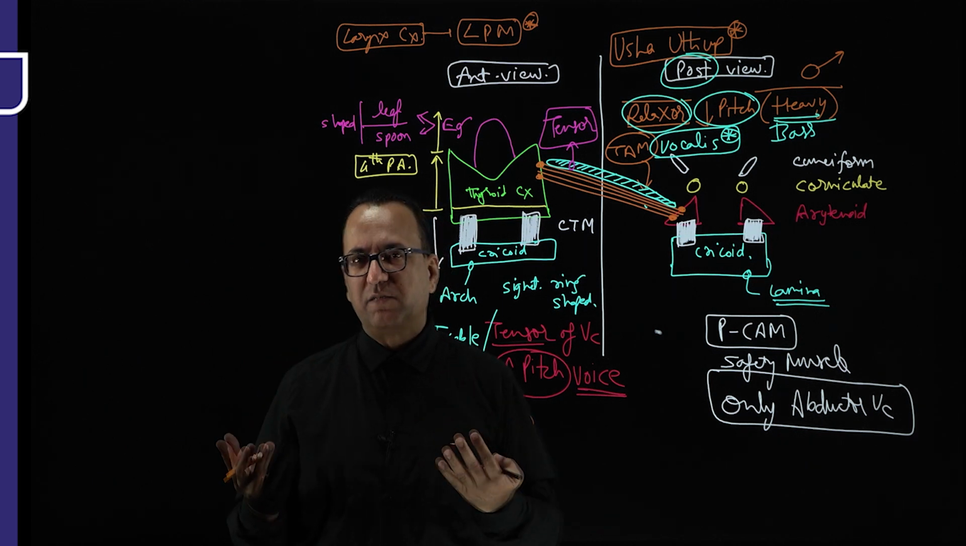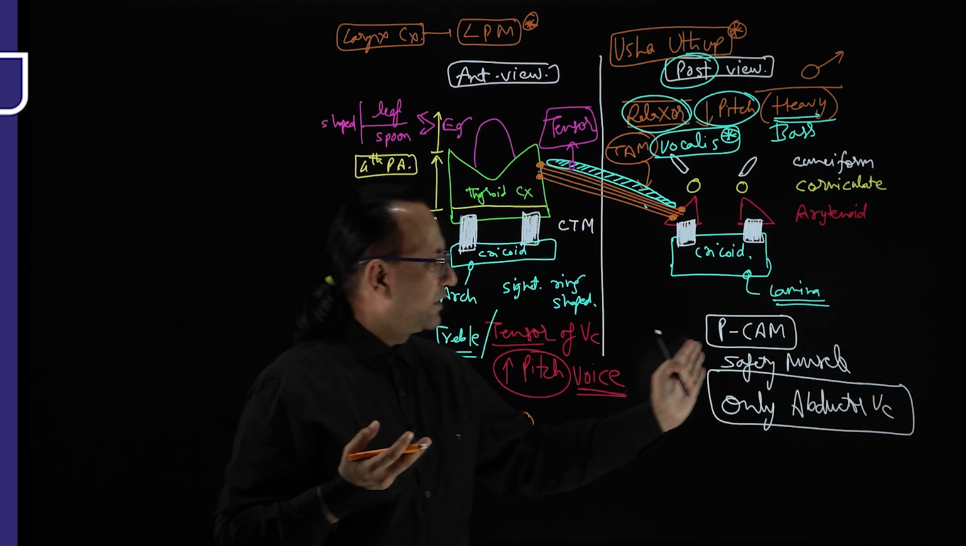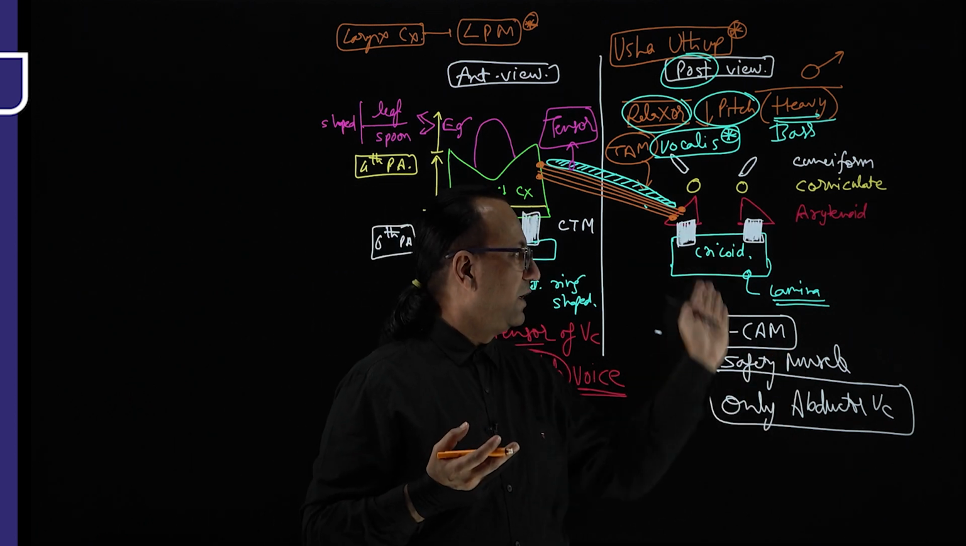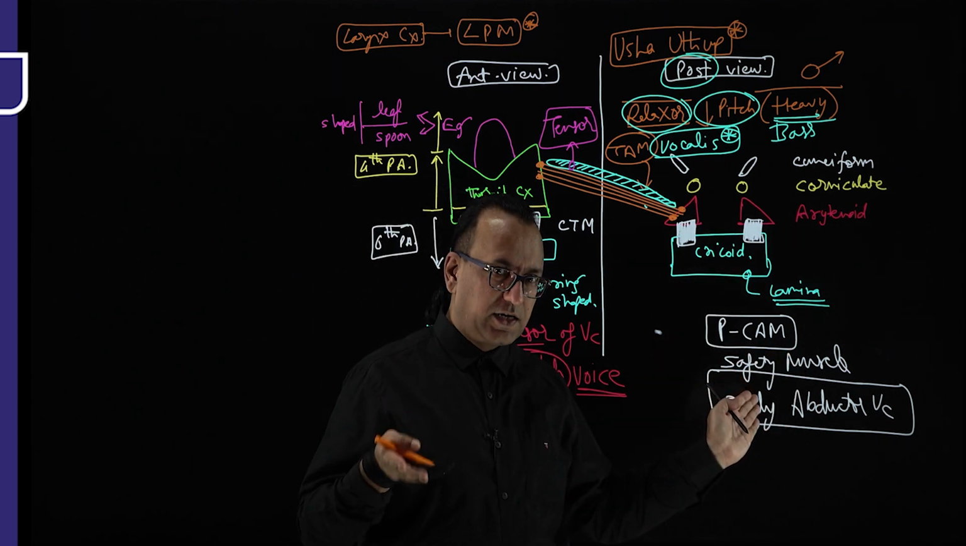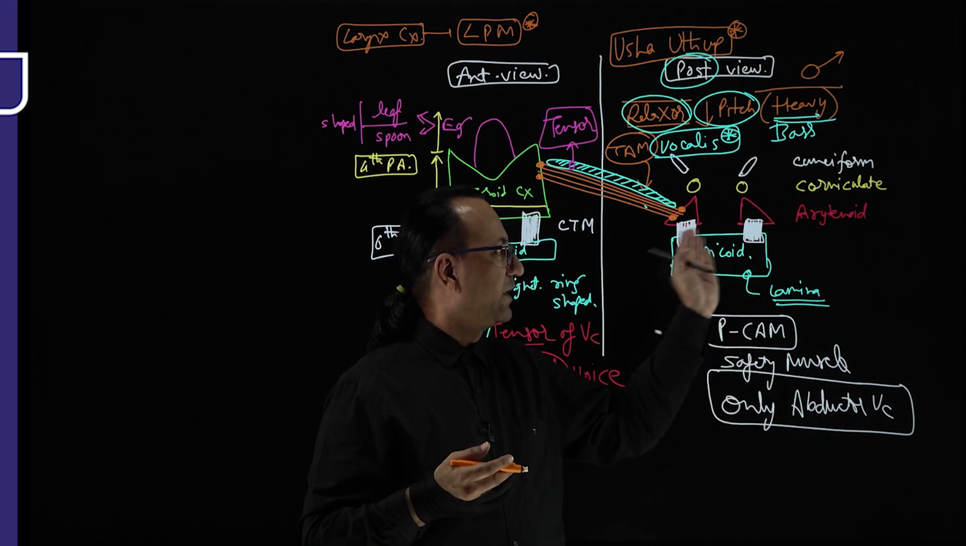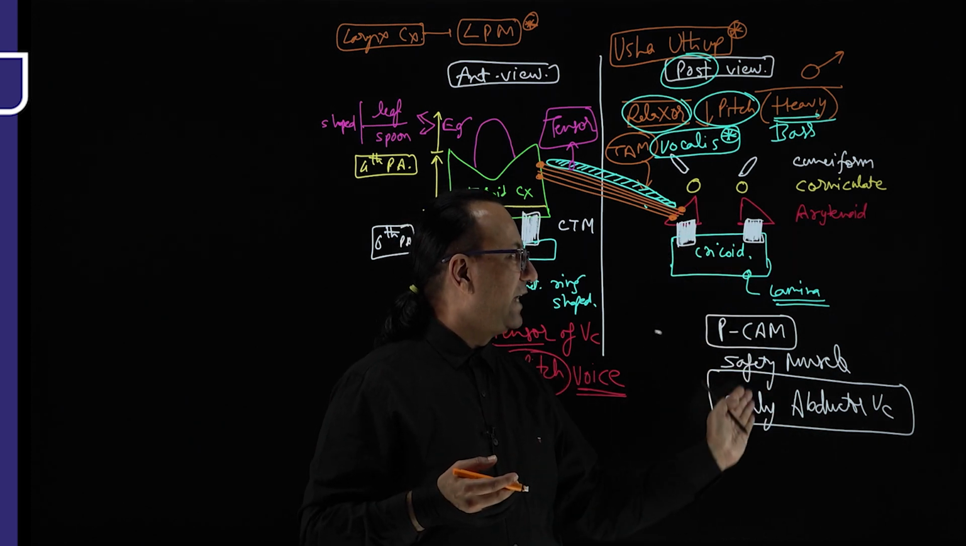In fact, when you are doing general anesthesia, you are supposed to give muscle relaxant, which will relax the skeletal muscle. But then these muscles, like the posterior cricoarytenoid muscle, this is also a skeletal muscle. So your muscle relaxant is going to relax the posterior cricoarytenoid muscle also, and the larynx will be closed.